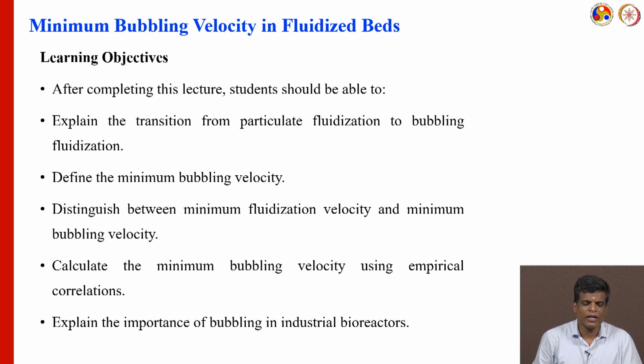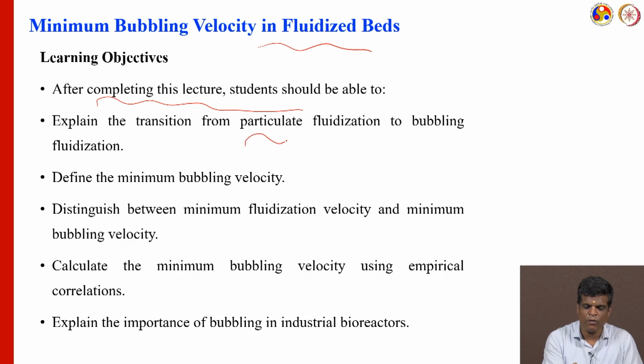So, now we will discuss the minimum bubbling velocity in a fluidized bed. Previously we discussed minimum fluidization velocity, but here it is minimum bubbling velocity. So, what is the bubbling velocity here? After completing this, we will be able to learn what the transition is between particulate fluidization and bubbling fluidization. Then of course, we will learn the definition of minimum bubbling velocity.